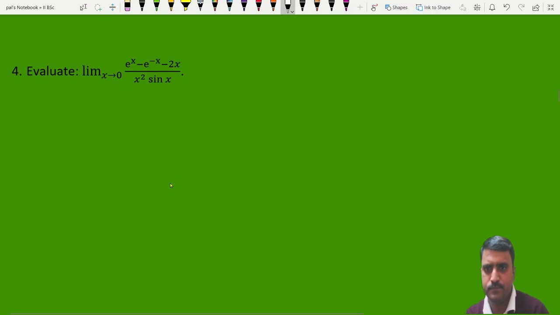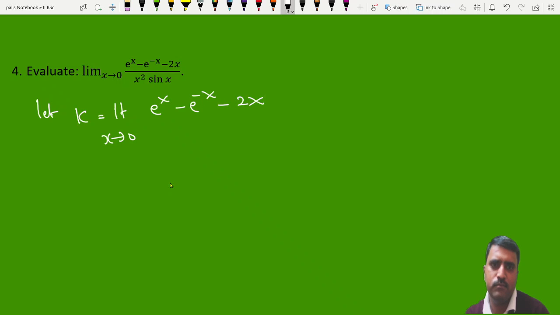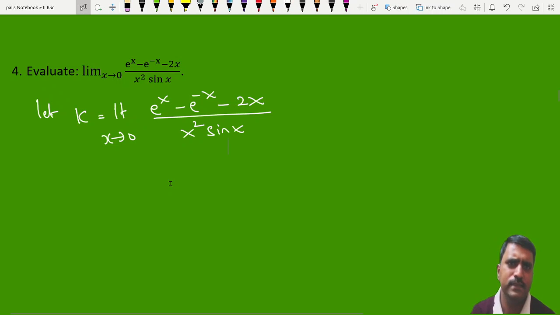So let k be equal to limit x tends to 0 of e to the x minus e to the minus x minus 2x by x square into sin x. Whether it is sin x or cos x in the denominators, first you eliminate that sin and cos by using the limit of sin x by x, or cos x, when x tends to 0 is equal to 1. So use the same formula and try to avoid it.